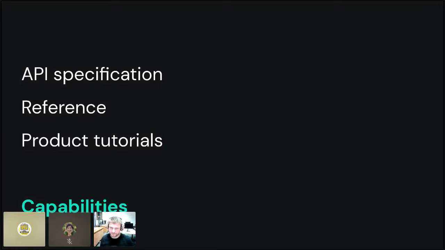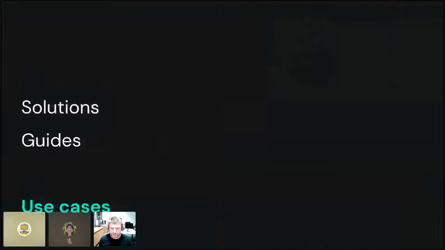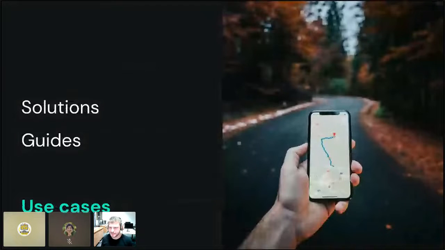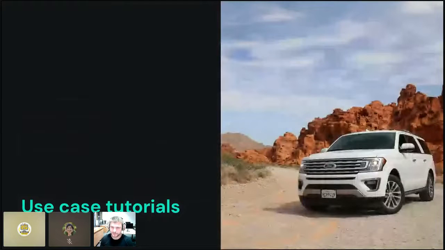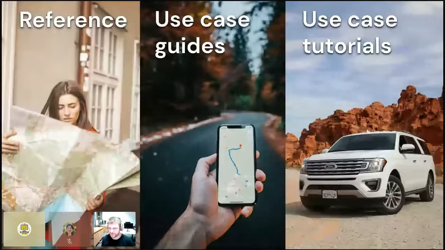And I like to think of these things as a map. It gives me some idea where I can go with the API, but it's upon me to find my way around the API. Now, solutions and guides explaining use cases can act as sort of turn-by-turn navigation. They tell me how I can fulfill my use case, how to get to my goal. And if you also give me a use case tutorial, it's sort of giving me a vehicle to get faster towards my goal.